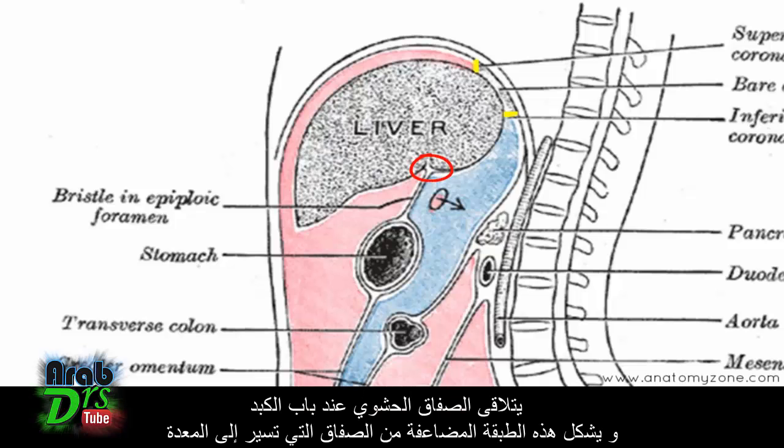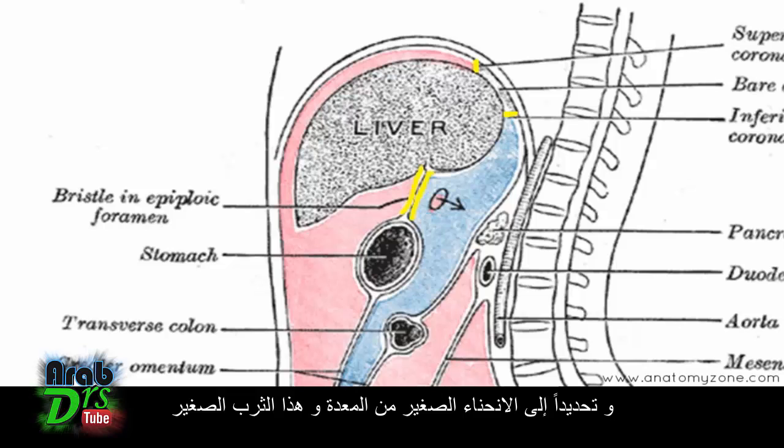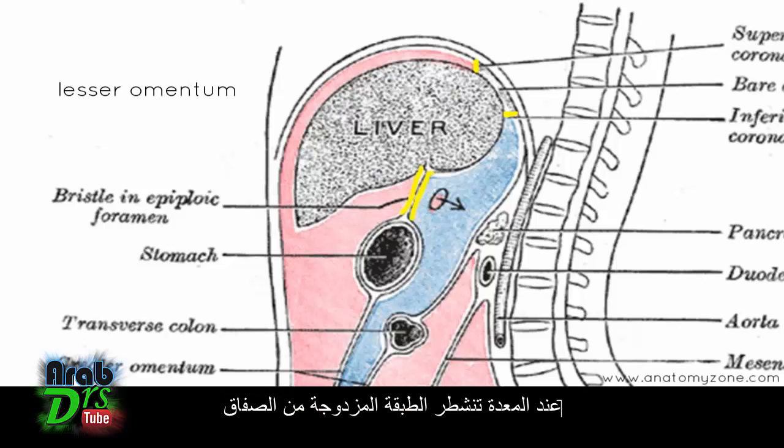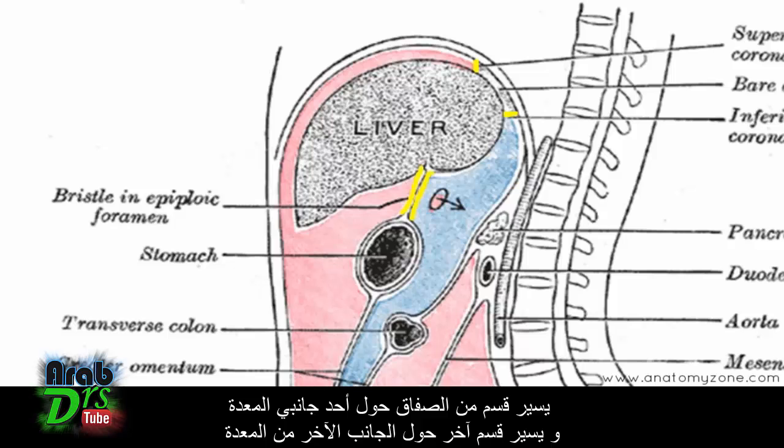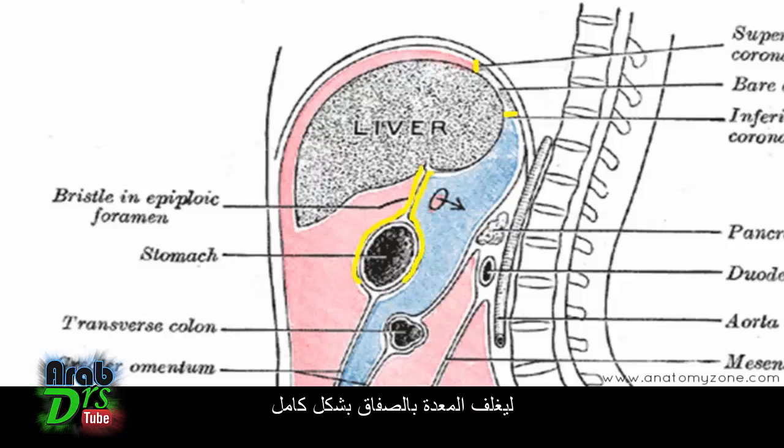So at the porta hepatis, the visceral peritoneum meets, and it forms this double layer of peritoneum, which runs to the lesser curvature of the stomach. So this is the lesser omentum. At the stomach, the double layer of peritoneum splits. One side of the peritoneum goes around one side of the stomach, and the other side goes around the other side of the stomach to completely enclose the stomach in peritoneum.